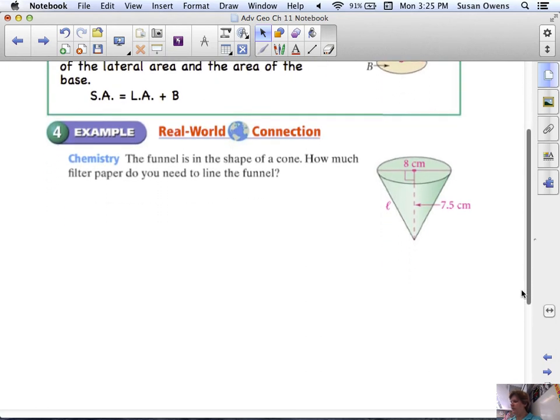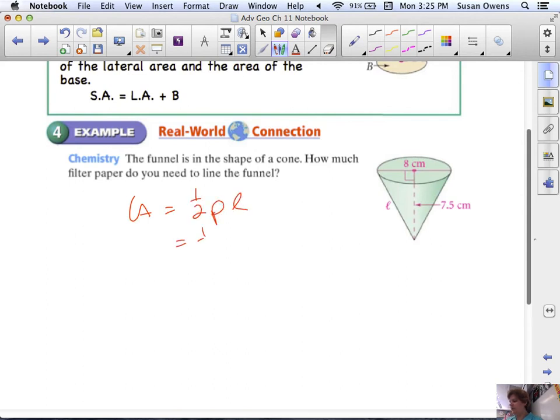So the funnel is in the shape of a cone. How much filter paper do you need to line the cone, or line the funnel? So for this, all I need is the lateral area. And the lateral area is 1/2 the perimeter times the slant height. So the perimeter is a circle, and the diameter is 8, so that's going to be 8 pi. And here I'm going to need to find the slant height. So it's a right triangle. I know this is 4. So this is going to be the square root of 4 squared plus 7.5 squared.